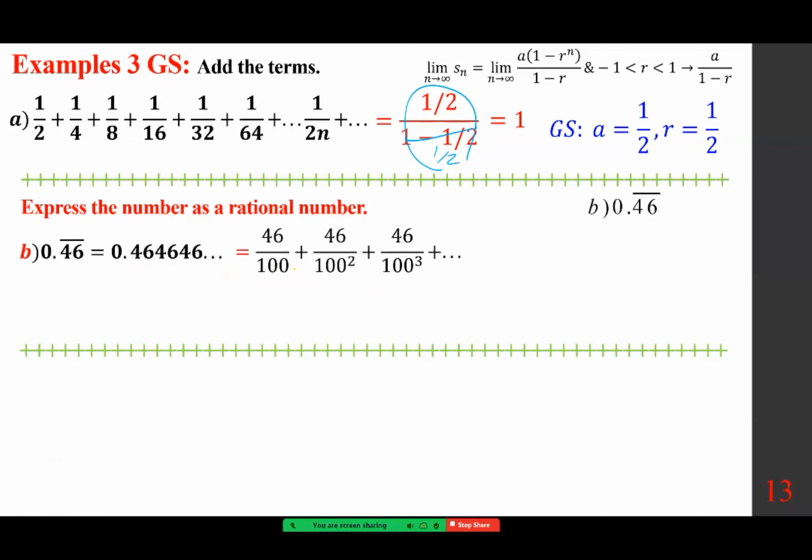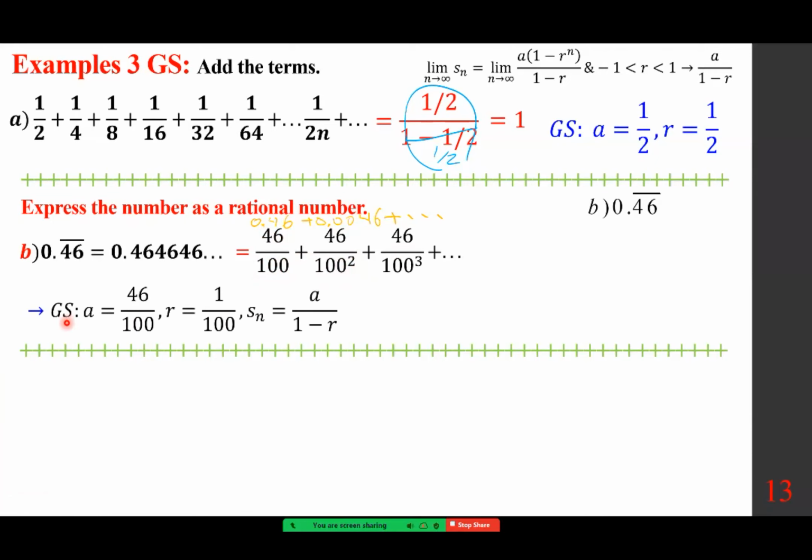I could write this as 0.46, 0.0046, and so on. This would be the decimal representation. This would be the fractional representation. So it's a geometric sequence where the first term is this or that, it doesn't matter, fraction or decimal. And I hope you see that this is 100 times this. Therefore, the term is getting smaller by a factor of 100. So r is 1 over 100.